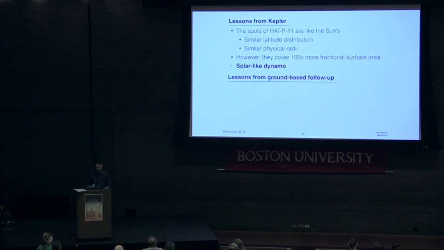So to summarize, we've got a similar latitude distribution and similar physical radii, but 100 times more spot covering fraction on HAP-P11, but a solar-like dynamo. Now, in the second half, I'm going to talk a little bit about some ground-based follow-up that we've done since. Because the next thing we would like to know is, does it have an activity cycle like the sun?